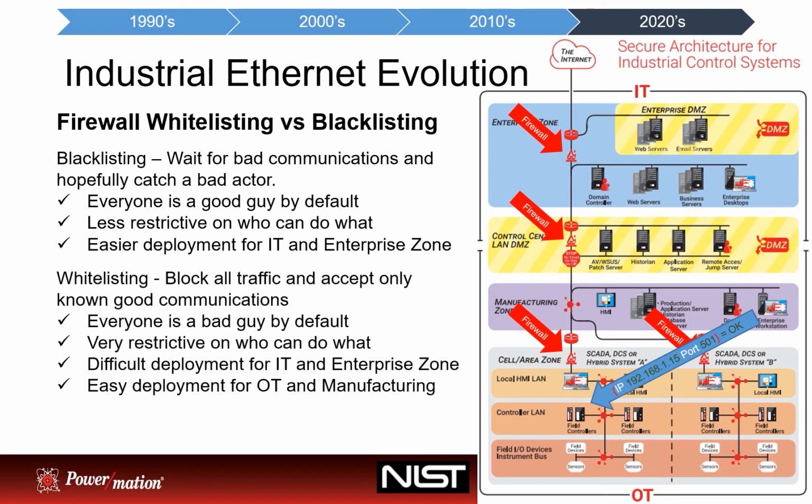Whitelisting assumes all traffic is bad. You configure which services can communicate to other services. So whitelisting is hard in the office network because of the need for all those services. Whitelisting is less complicated in the manufacturing network because you know what needs to talk to what, and typically the communication paths don't change.